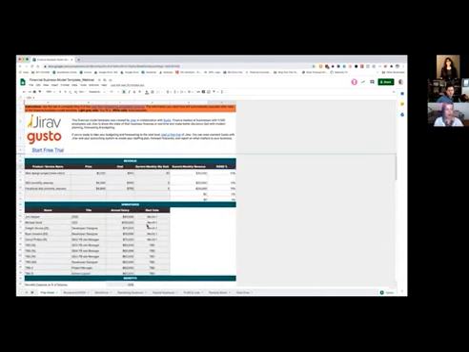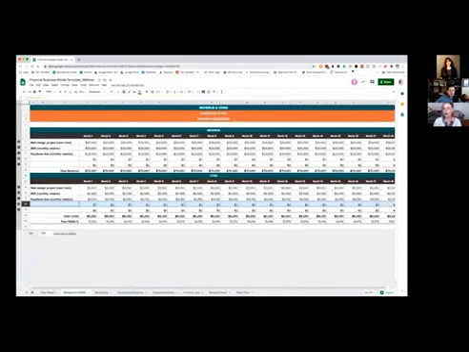So now what we want to get into is the actual forecasting piece of things. I'm going to come over here to this tab called Revenue and COGS. And this is where we start. I'm actually going to close this Q&A so I can see the whole screen.